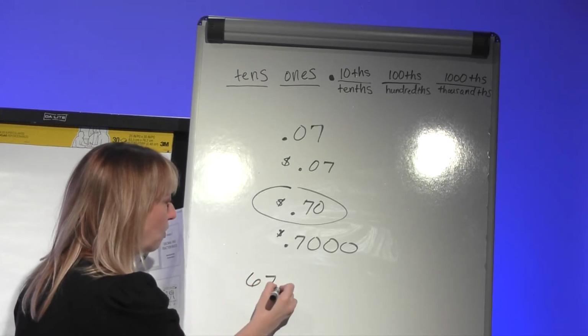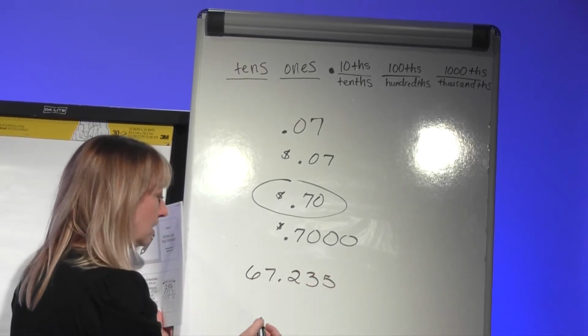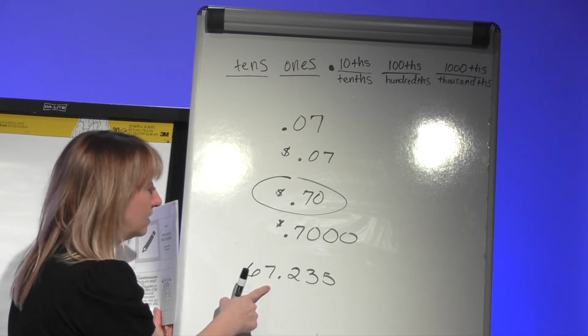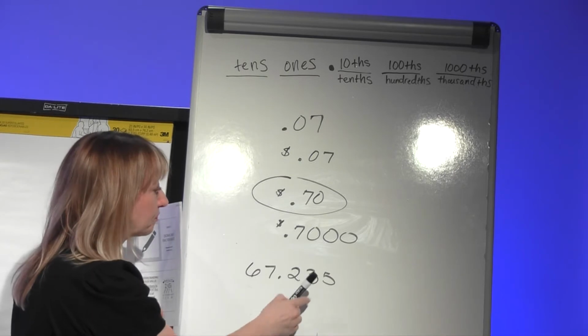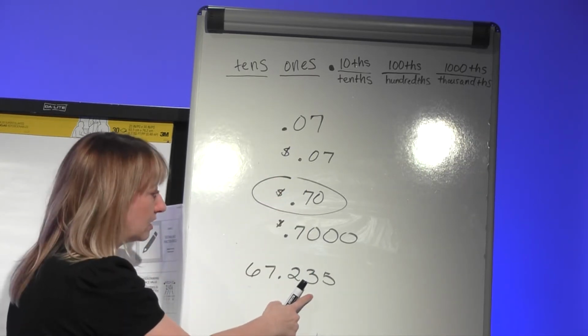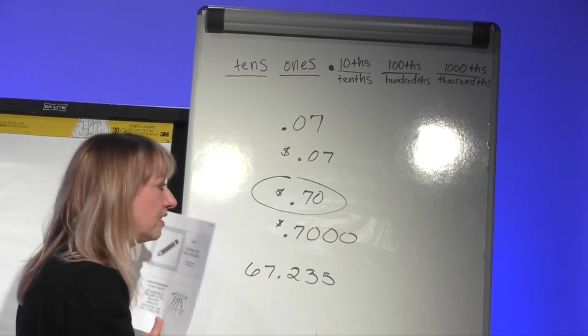So if I have 67.235, I have 6 tens, 7 ones. The 2 is in the tenths, so that's 2 out of 10. The 3 is in the hundredths, so that would be 3 hundredths. And the 5 is in the thousandths, so that would be 5 out of 1,000.